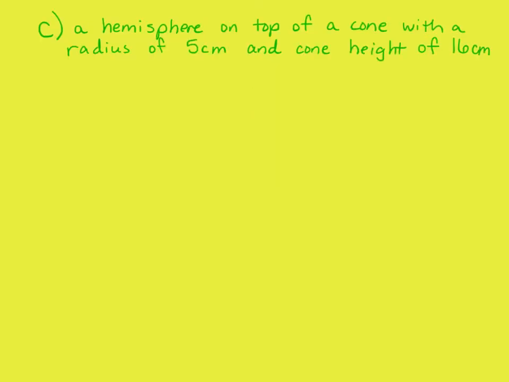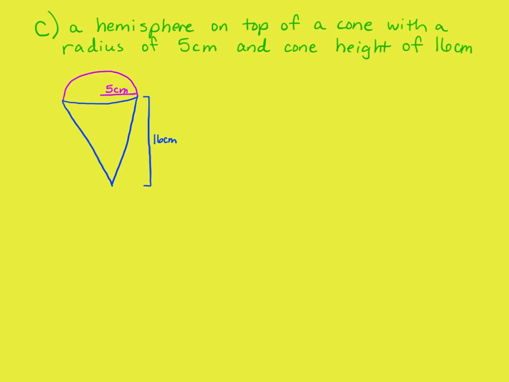Part C, a hemisphere on top of a cone with a radius of 5 centimeters and a cone height of 16 centimeters. So I might start this by drawing a picture, and it kind of gives the idea of an ice cream cone filled with ice cream. And so I've drawn this hemisphere on top of a cone, and we want to find the volume of this total composite figure. So we're going to find the volume of the hemisphere, then the volume of the cone.